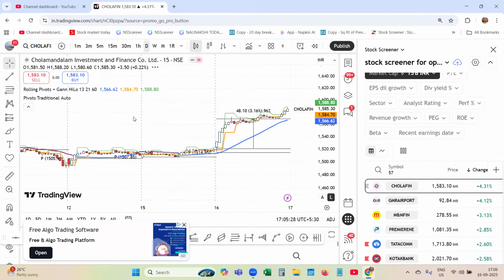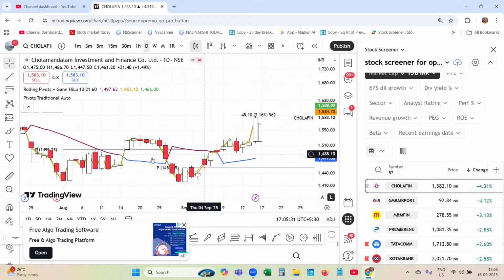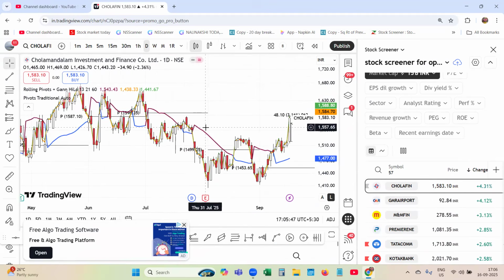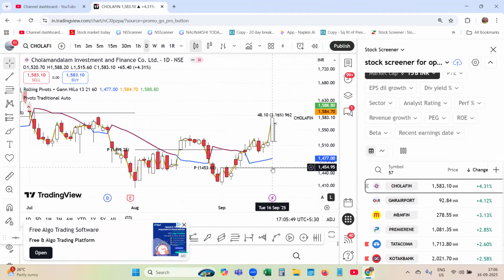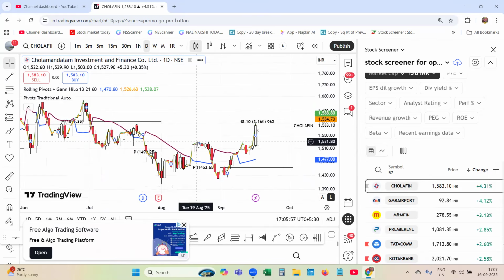Cholamandalam Finance, if I go to the daily time frame, you can see I've added my standard pivots here, traditional pivots. My condition is satisfied. Price is above the pivot, and price has also reached the R1. So price is above the pivot. Cholamandalam Investment, because it has made a higher low and it is here.